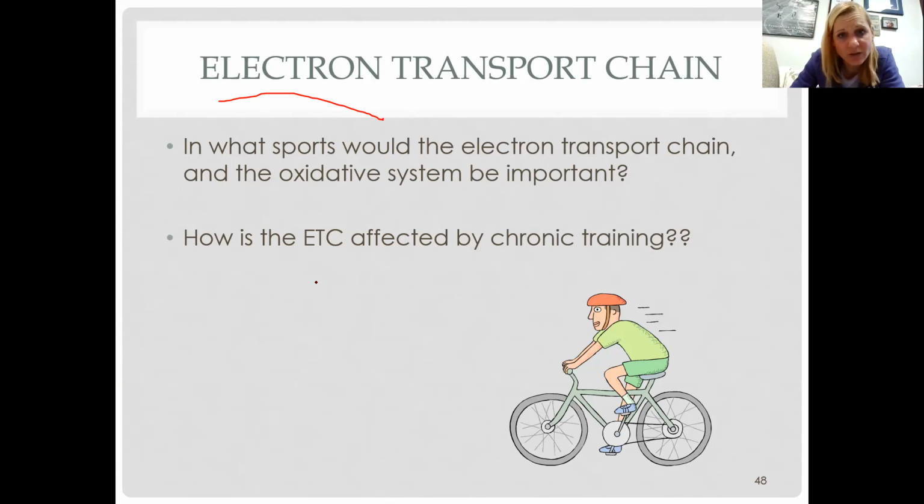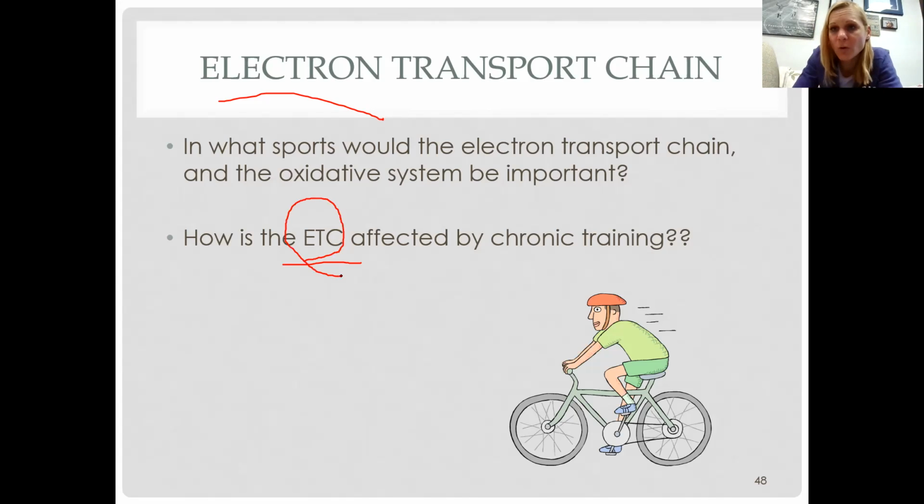How is the electron transport chain affected by chronic training? As we'll learn in the sport physiology class, if you haven't taken that one already, we can modify a huge number of things within the body with regular training. So we can be super diligent about what we're doing in order to upregulate this system. Again, we talked about the mitochondria and what role that plays in these systems. Well, I can produce more mitochondria. I can have bigger mitochondria. Those are some of the adaptations that I can make as a trained aerobic athlete.